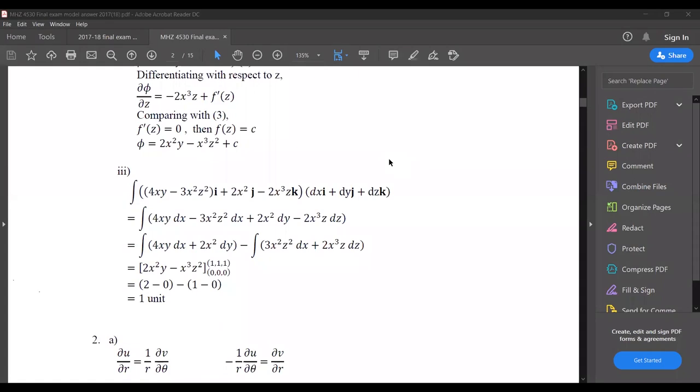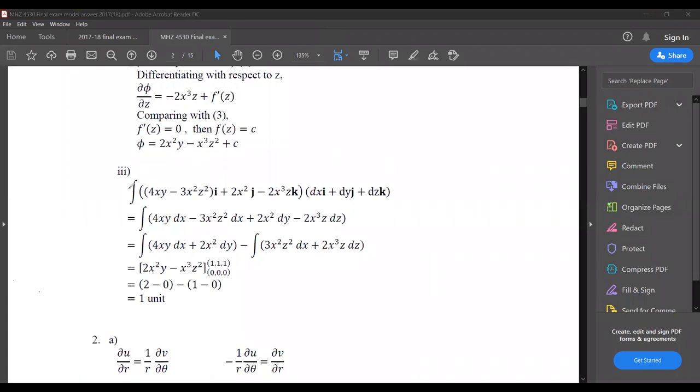In the third part, they have asked us to find the work done in moving a particle of unit mass under this field of force from 0,0,0 to 1,1,1. So they have given us two points and we have to find the work done here, right? There is a simple integration part.